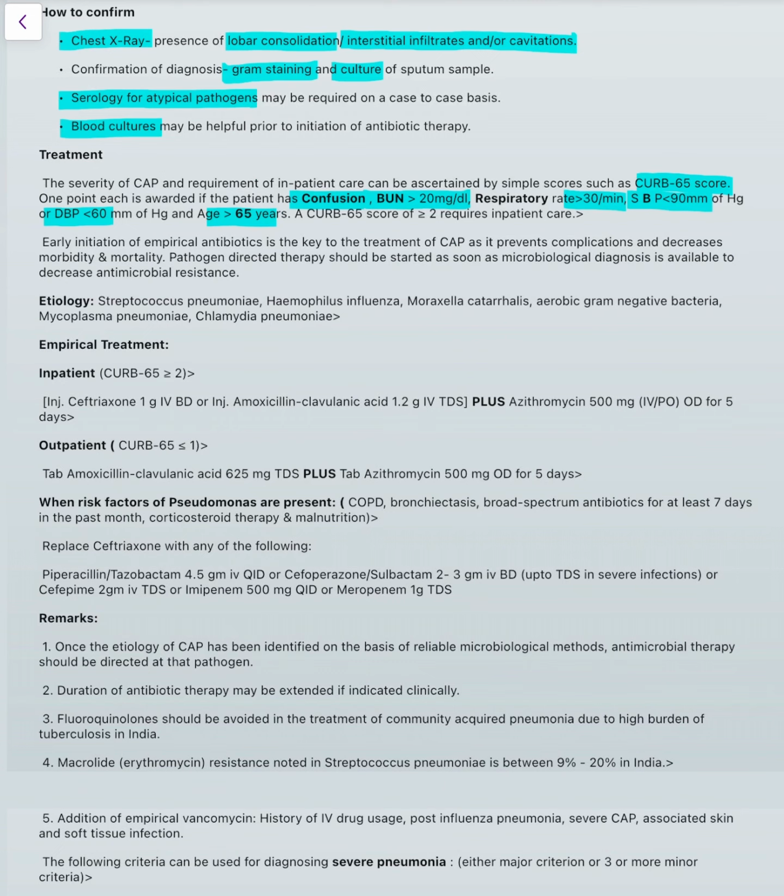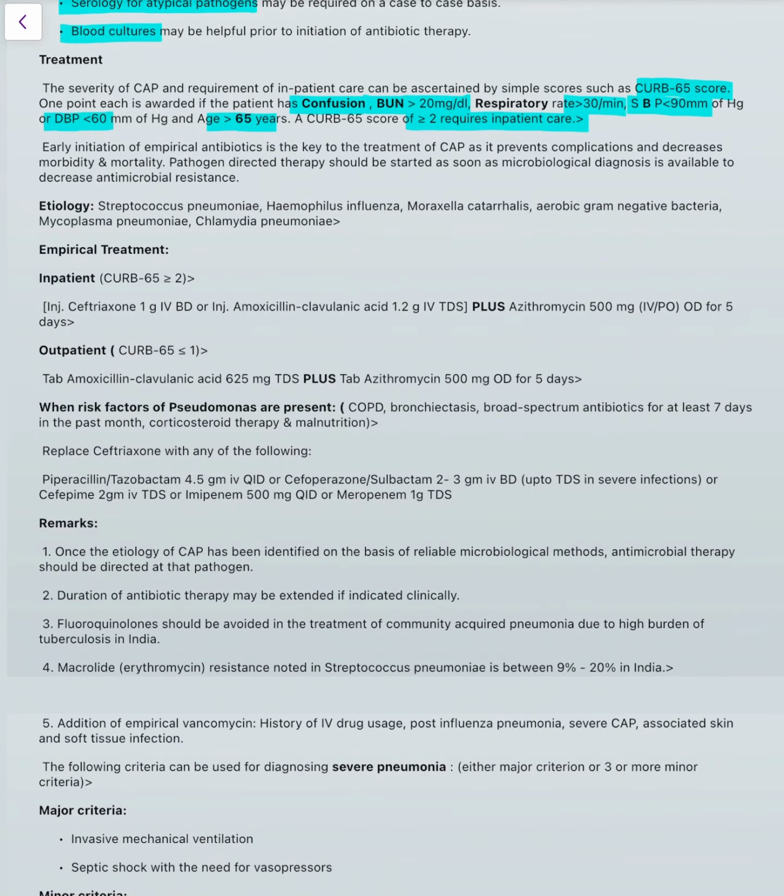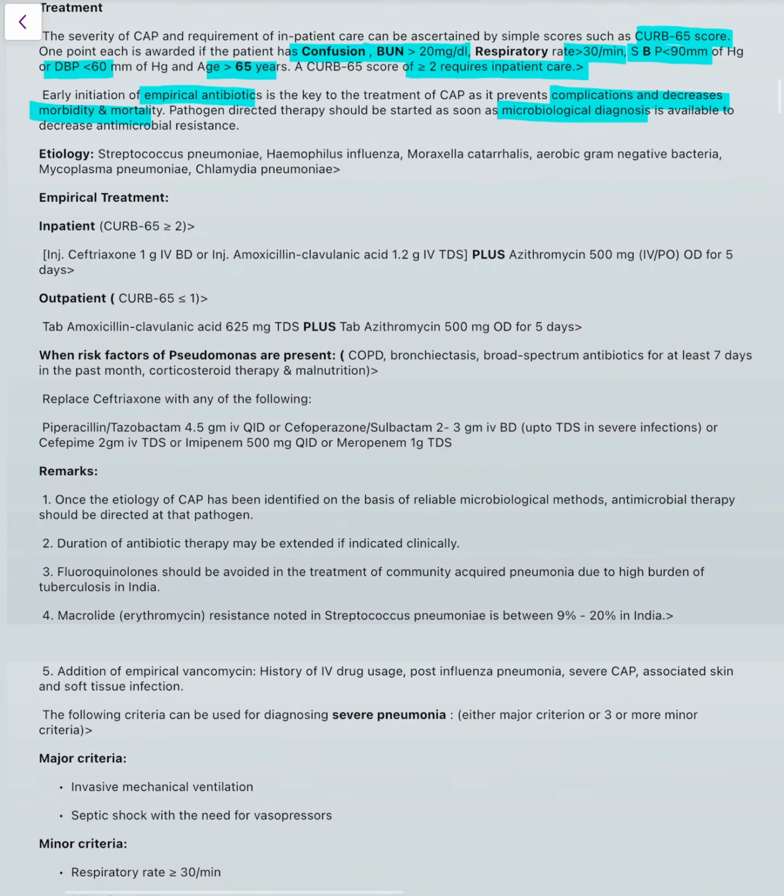Based on the score we'll decide what we are going to do with the patient, either admit the patient or treat on OPD basis. A score of 2 or more requires the patient to be admitted to the hospital. Early initiation of empirical antibiotics is the key to the treatment of CAP, as it prevents complications and decreases morbidity and mortality. But once the microbiological diagnosis is done, we can add the specific antibiotic to which the microorganism is sensitive. So what are the common etiologies in CAP?